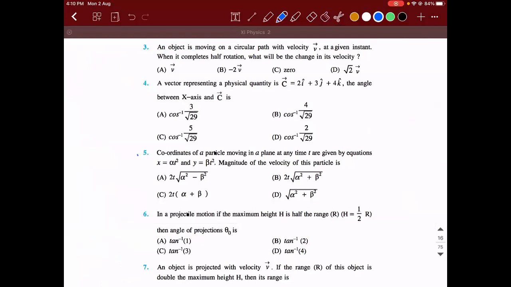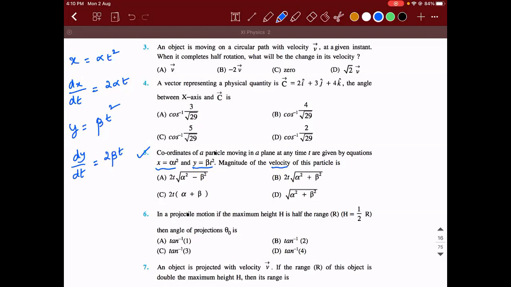Now what about the fifth one? So coordinates of a particle which is moving in a plane at any time t are given by the equation x is equal to alpha t square, y is equal to beta t square. Now our job is to find the magnitude of velocity of this particle. So x is equal to alpha t square. So what is dx by dt? It is 2 times alpha into t. Similarly, y is equal to beta t square, then dy by dt will be equal to 2 times beta t.